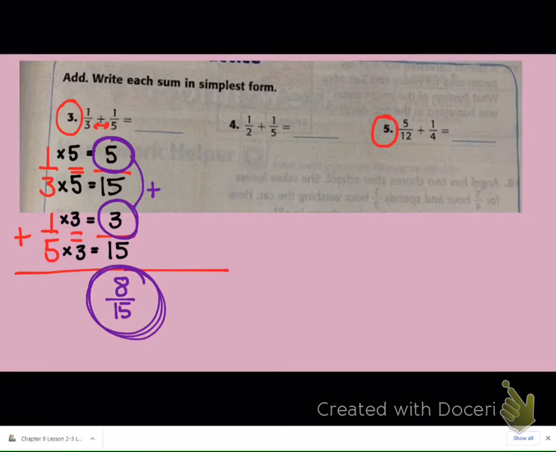Let's take a look at number 5 here. Let me go ahead and grab my black pen. We'll rewrite this. So we have 5/12, and we're adding 1/4 to that 5/12.